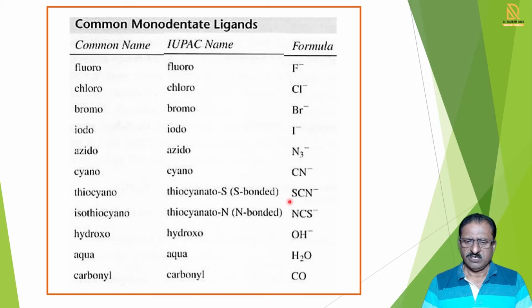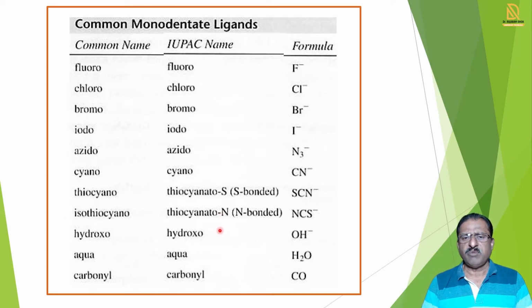In other cases, instead of sulfur, nitrogen is attached to the central metal atom; that is called N-bonded, shown by NCS minus, and called thiocyanato-N, or also isothiocyanate. So take the difference between the two very carefully: when sulfur is the donor atom, it is called thiocyanato, and when nitrogen is the donor atom, it is called isothiocyanate. Or they can be given as thiocyanato-S and thiocyanato-N.